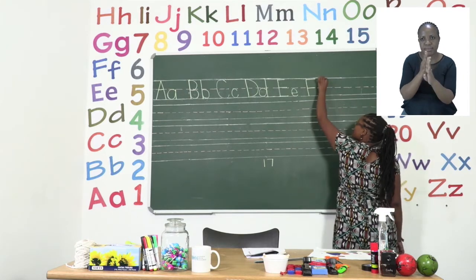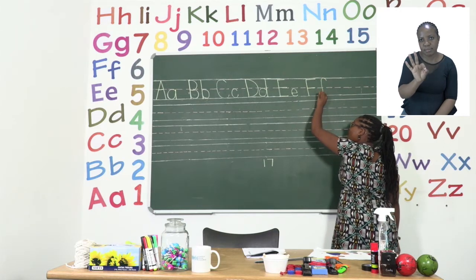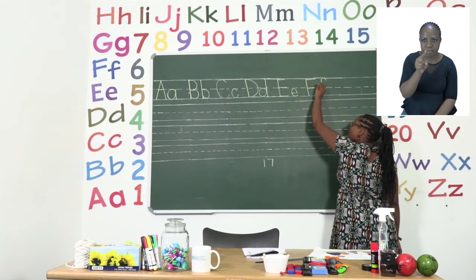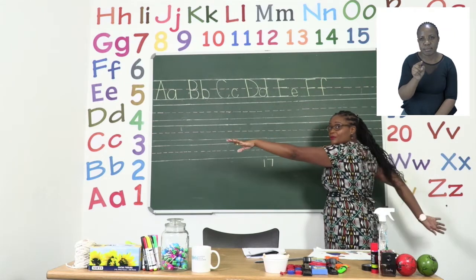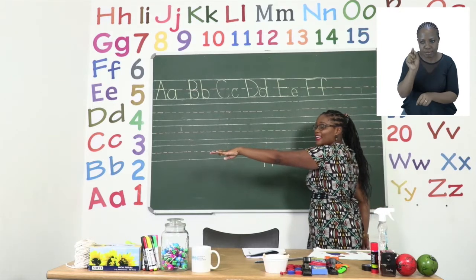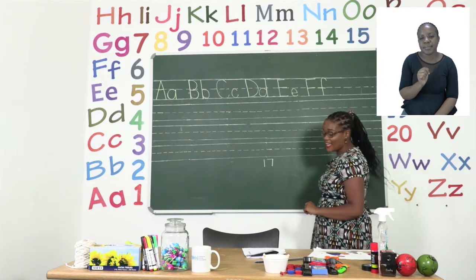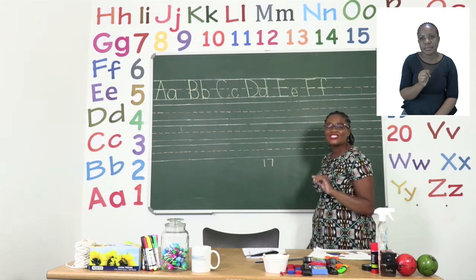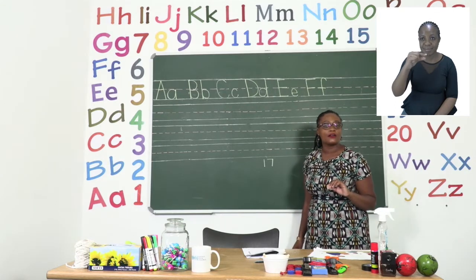Let's trace the small letter F. Round, down, and its arms. There we go. So the arms for the letter F go across, but for the big F, it's only in front. Let's now go to the next letter, which is G, also known as G.